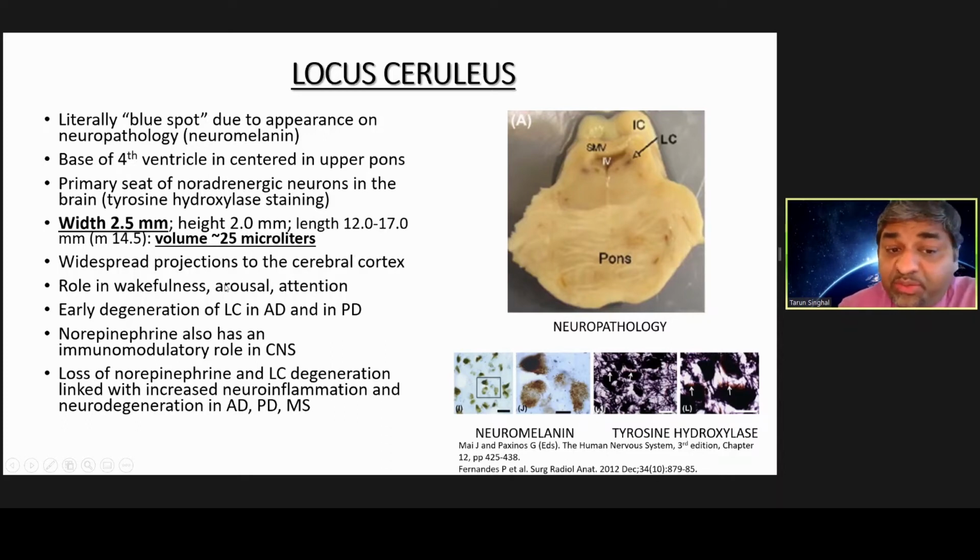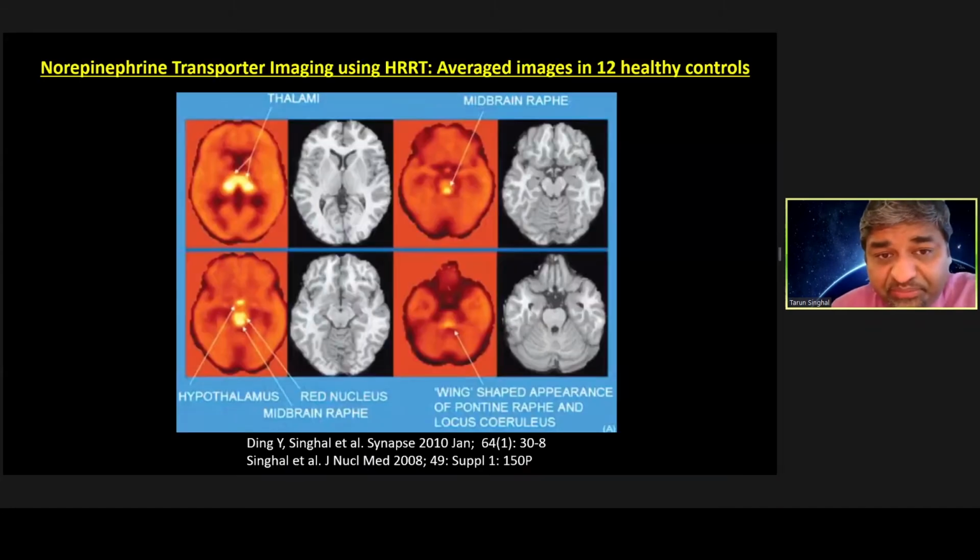However, it has widespread projections to the cerebral cortex and has a role in wakefulness, arousal, and attention, and has been shown to undergo early degeneration in conditions like Alzheimer's disease, Parkinson's disease, multiple sclerosis, and several other conditions. It may also have a role in immunomodulation in the brain, which has in turn potentially huge implications for neurodegeneration and progression of the neurodegenerative pathology.